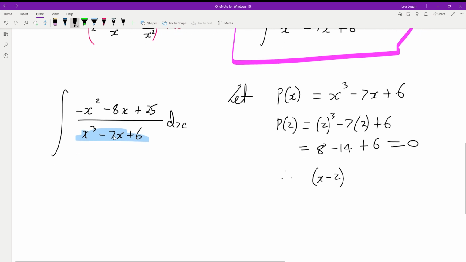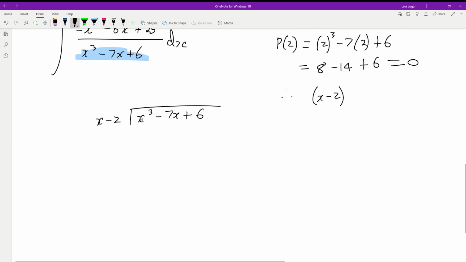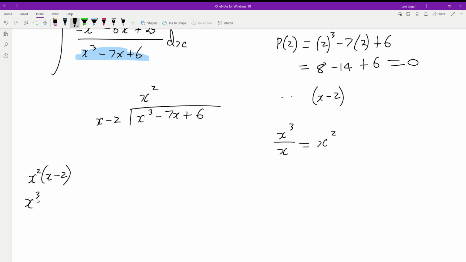So we're going to apply long division to this polynomial: x minus 2 divided into x cubed minus 7x plus 6. How many times can x fit into x cubed? Well, x squared times. So you put x squared there, and then multiply x squared by x minus 2, which gives you x cubed minus 2x squared. Then you subtract this whole bit down here. We know we've done it correctly because those terms cancel out. All we're left with then is 2x squared minus 7x plus 6.